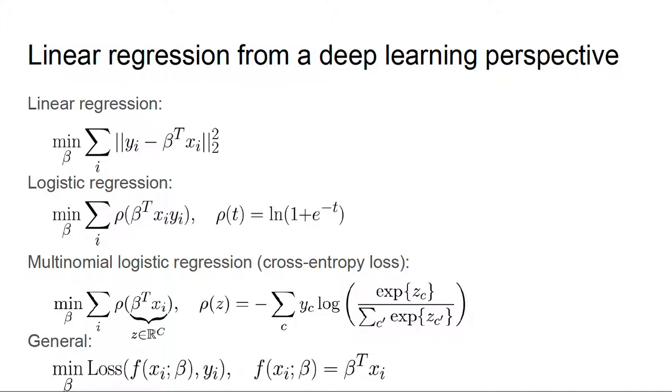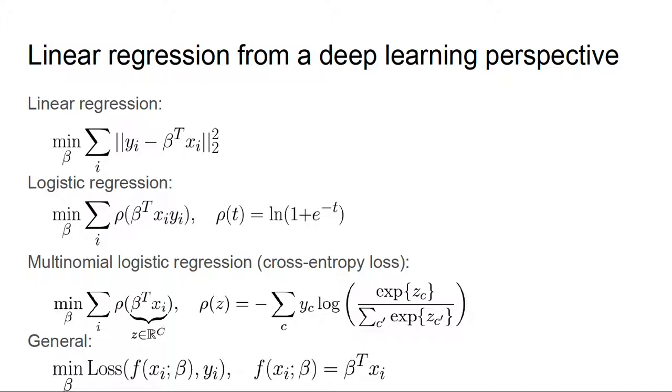In logistic regression, we have a loss function that we could call rho, and we're taking the response variable in simple logistic regression just to be plus or minus 1. And then we take the prediction to again be beta transpose xi, but we essentially flip the sign depending on what we're trying to predict, either an example or a non-example. And then rho of t is a very simple function of t, sometimes called the logistic loss. So logistic would be where there's a binary response.